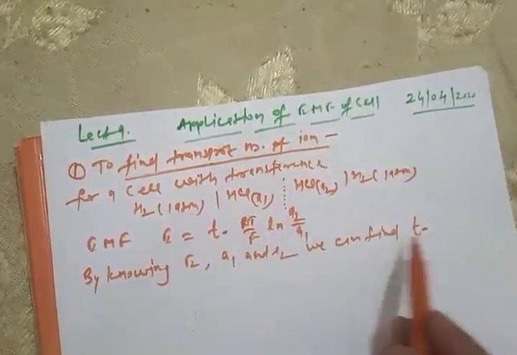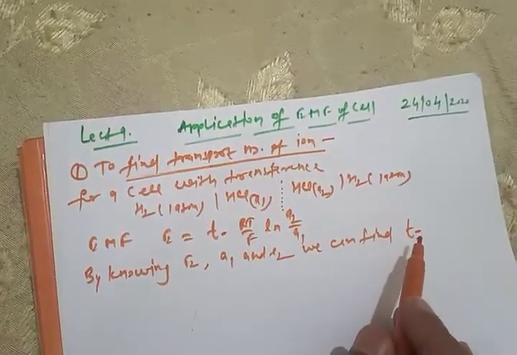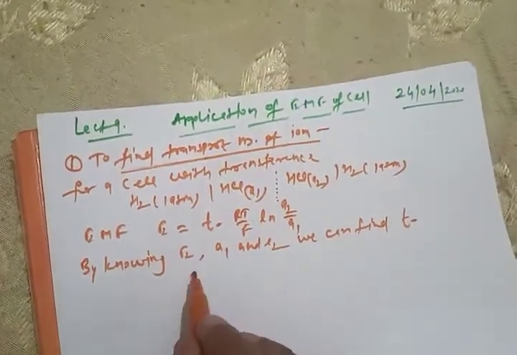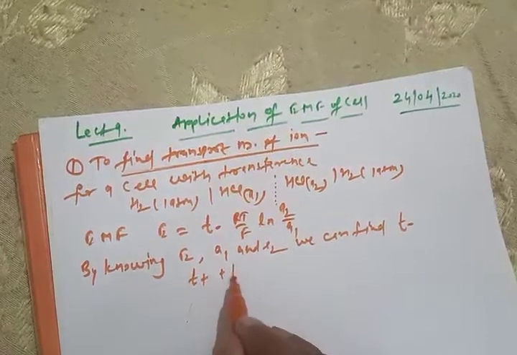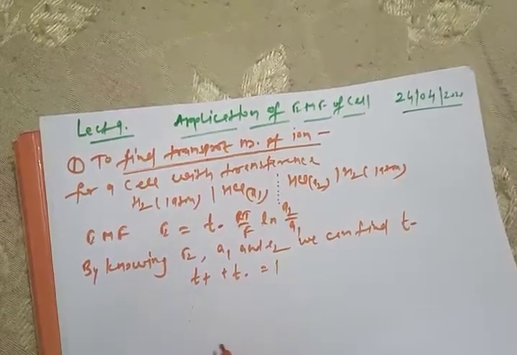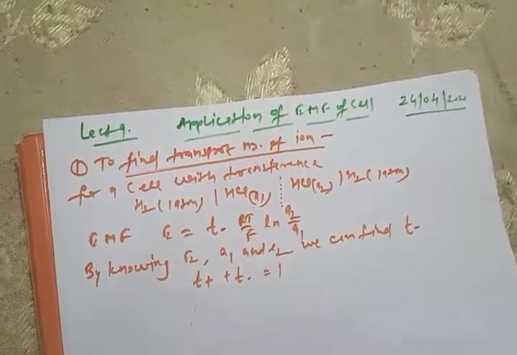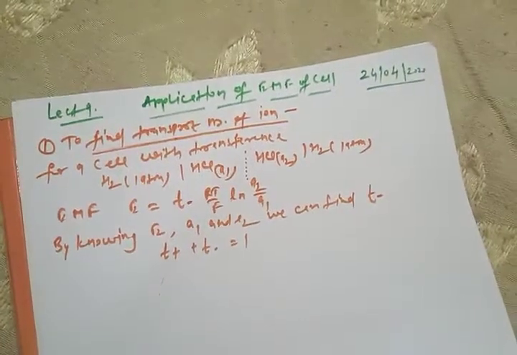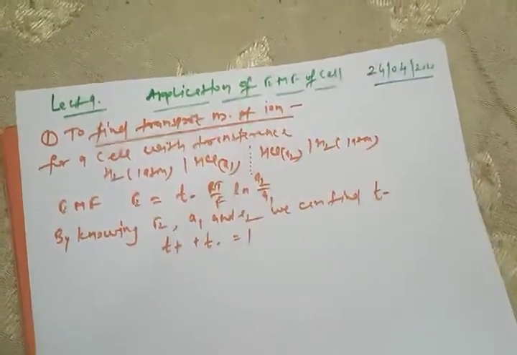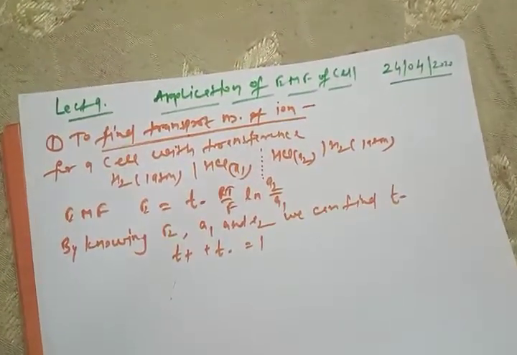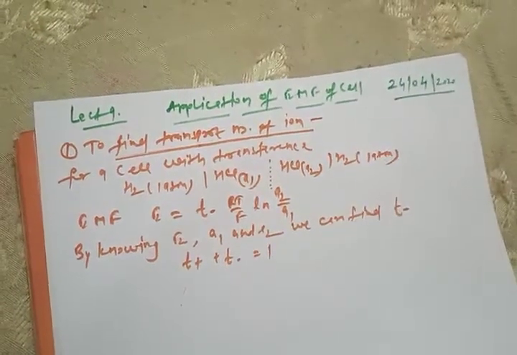If you find t minus, then by using the formula t plus plus t minus equals 1, you can find t plus also. So this is how we can calculate the transport number. Okay, so this is the first application.